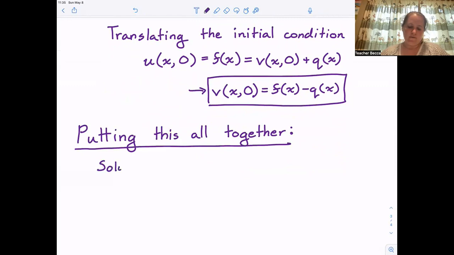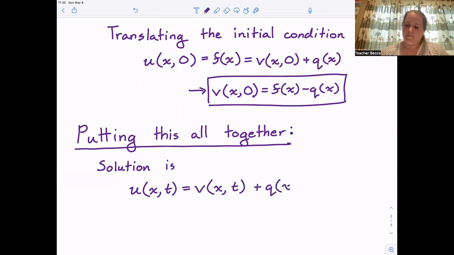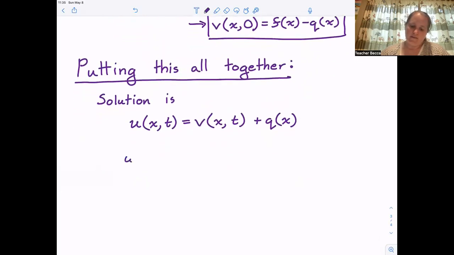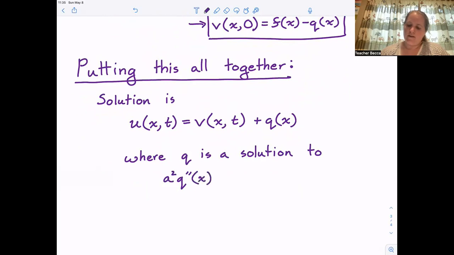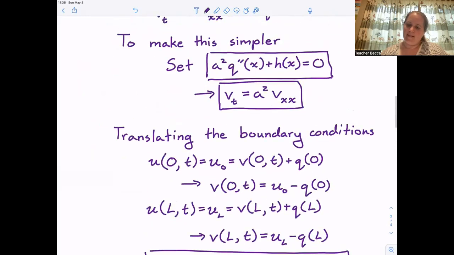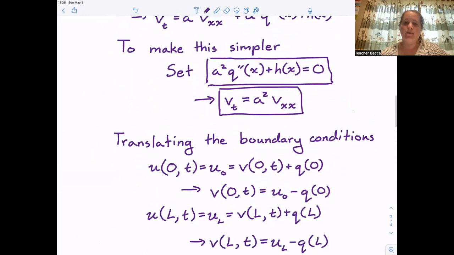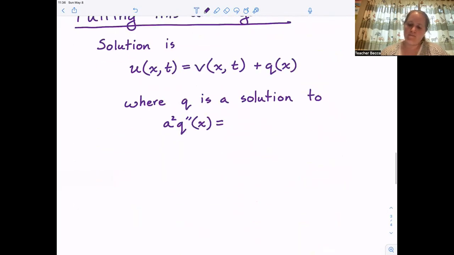We have the solution u of xt is equal to v of xt plus q of x, where q is a solution to a squared q double prime of x equals negative h of x, or if we rearrange that, a squared q double prime of x plus h of x equals 0, with boundary conditions q of 0 equals u naught, and q of l equals u sub l.